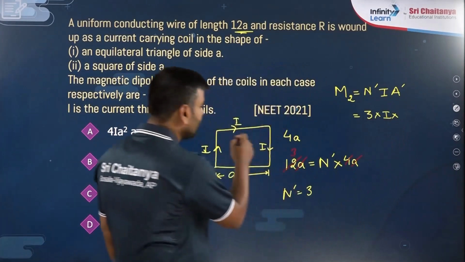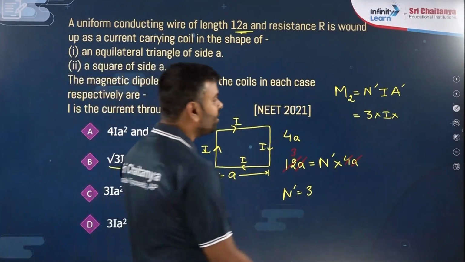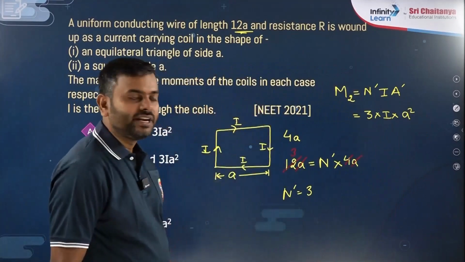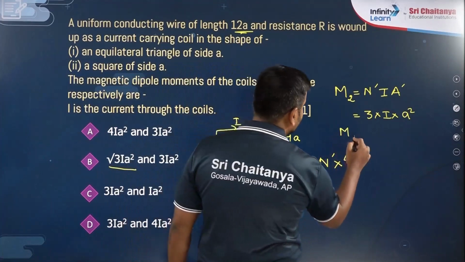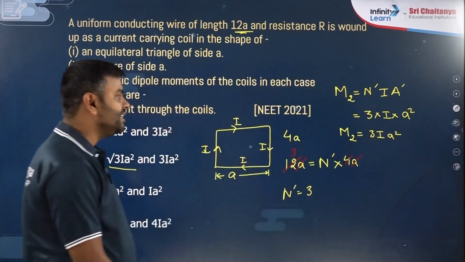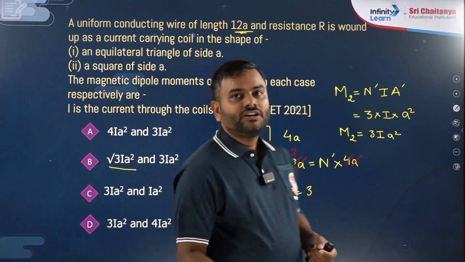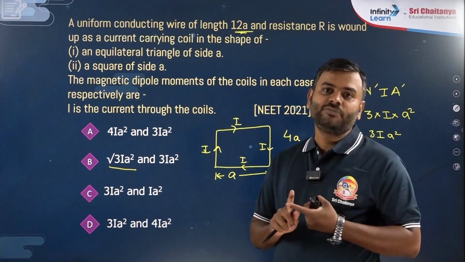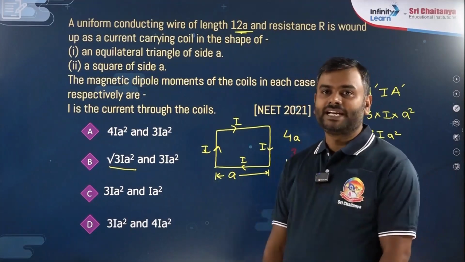What will be the area of the square? Area of the square will be, not 4, sorry, A square. So you can see that the magnetic dipole moment we got is 3I A square. Now you can see that we got both values. For the triangle we got the magnetic dipole moment, and for the square also we got the magnetic dipole moment.